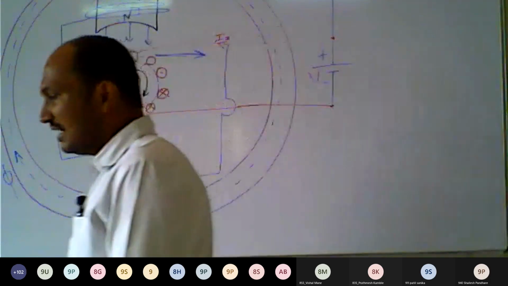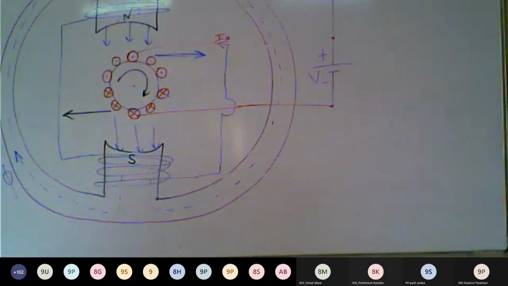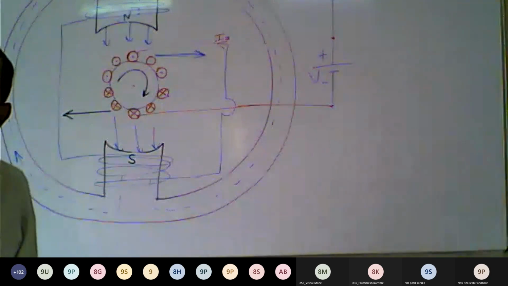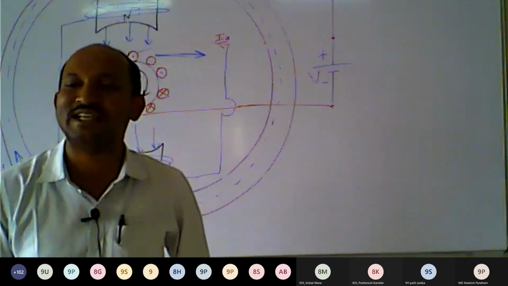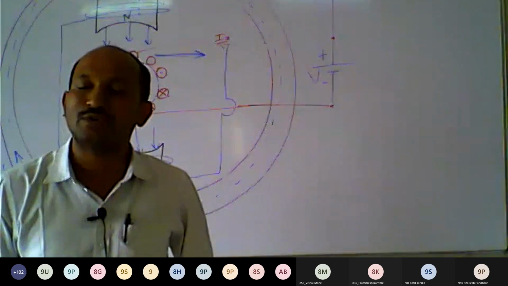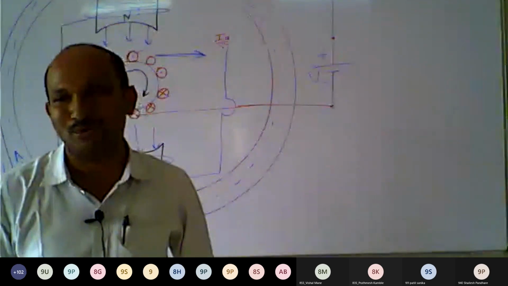So these are the main types of motor. Another type of motor is called a compound motor. Compound motor is nothing but a combination, a combination of series and parallel. So such a type of motor is called a compound motor.